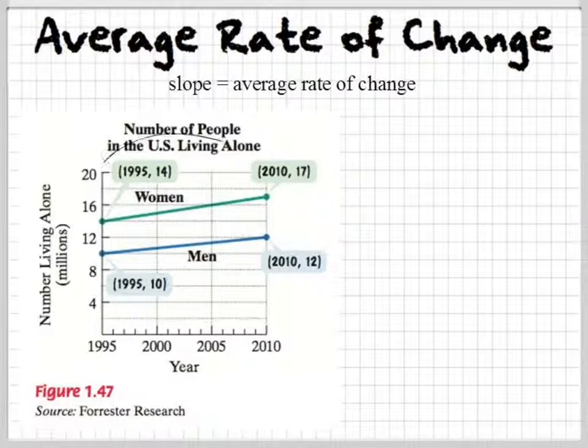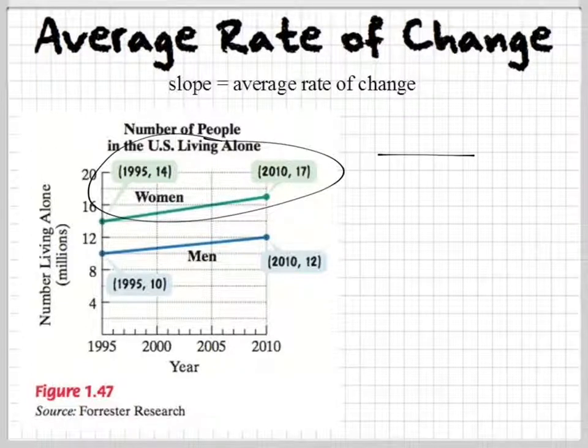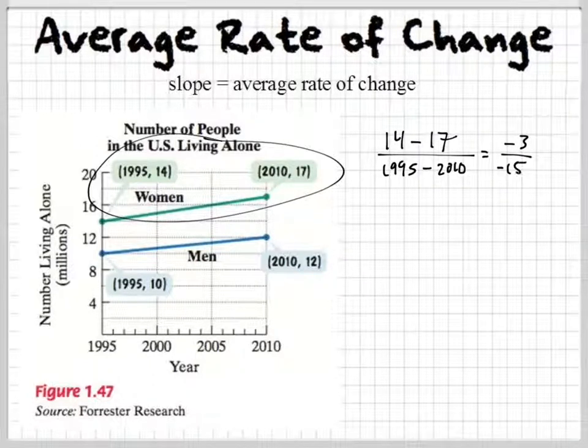So let's find the slope of this woman line. We would find the difference in the y's, the change in the y's. So it goes from 14 to 17. Let's do 14 minus 17. And you have to find the difference in the years right here. So 1995 minus 2010. I would get negative 3 on top, and negative 15 on the bottom, which would simplify to 1/5. And so that's our slope. That is the rate of change for the woman line.